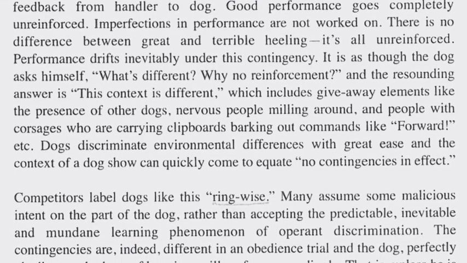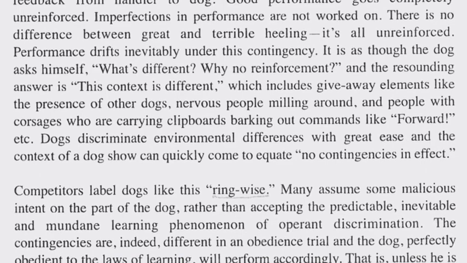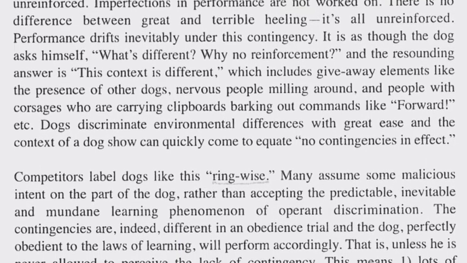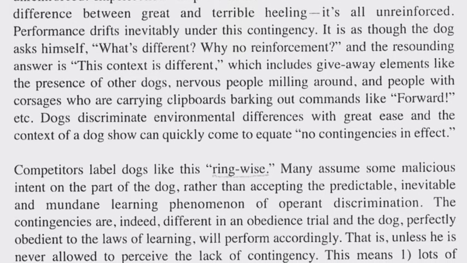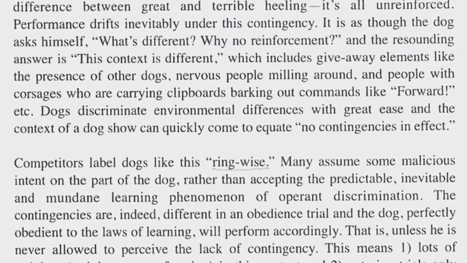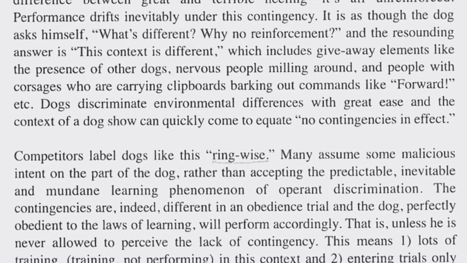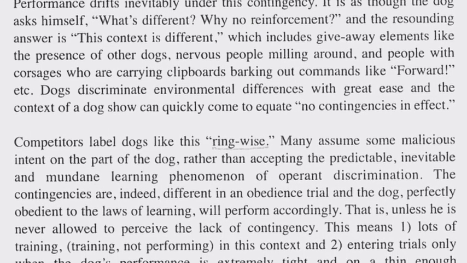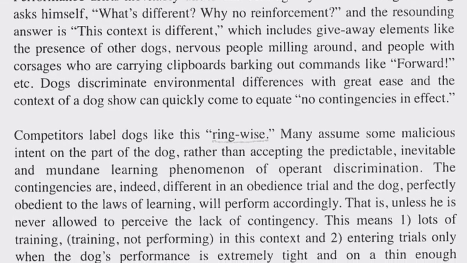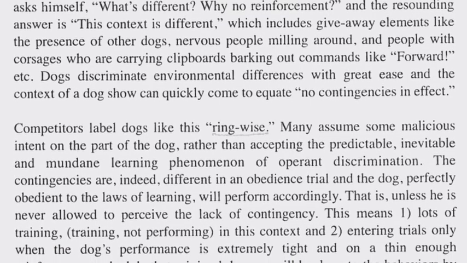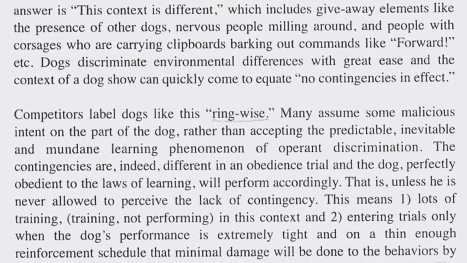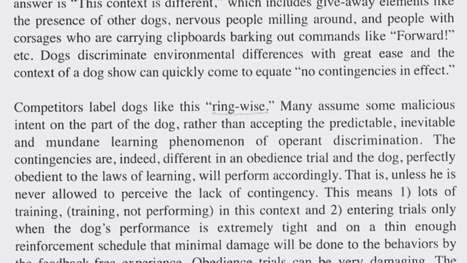Performance drifts inevitably under this contingency. It is as though the dog asks himself, what's different? Why no reinforcement? And the resounding answer is, this context is different, which includes giveaway elements like the presence of other dogs, nervous people milling around, and people with corsages who are carrying clipboards, barking out commands like "forward," etc. Dogs discriminate environmental differences with great ease, and the context of a dog show can quickly come to equate no contingencies in effect. Competitors label dogs like this ring-wise.